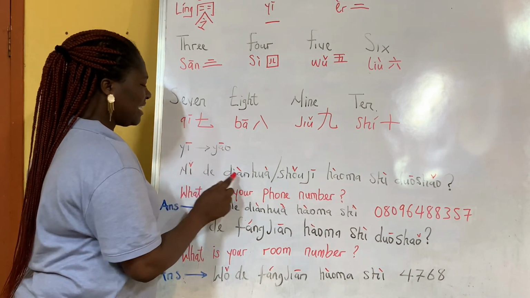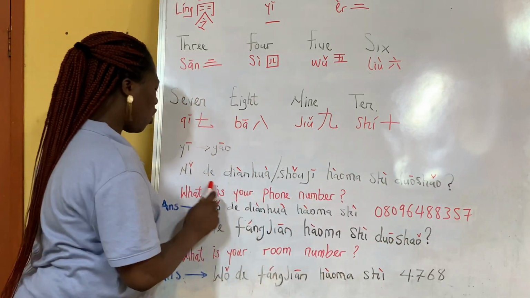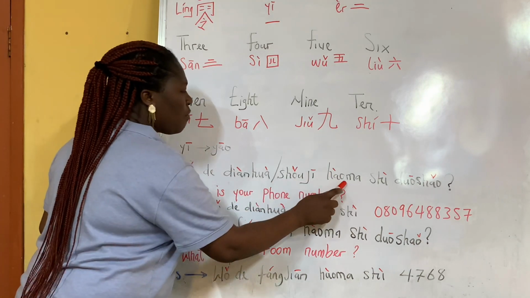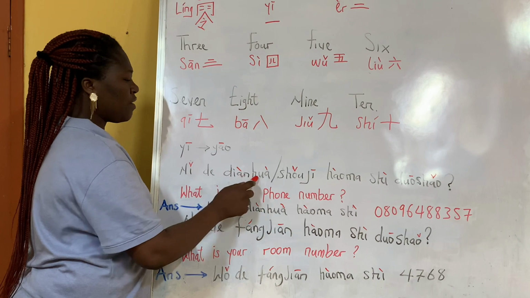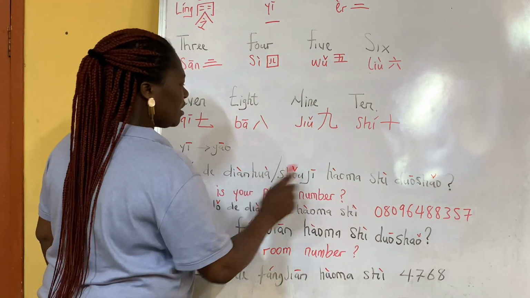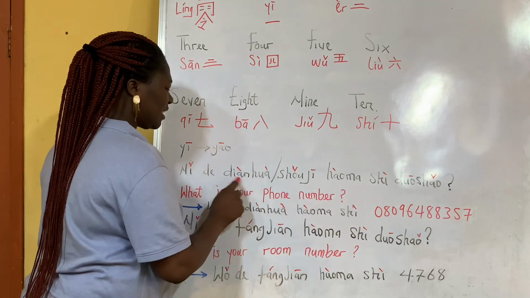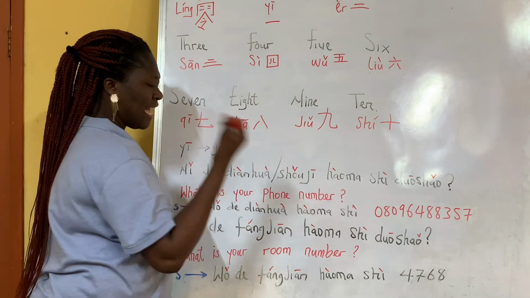Okay, 你的电话号码是多少 or 你的手机号码是多少, which means what? Your phone number is how many. So 电话 and 手机, what's the difference? 电话 is a telephone while 手机 is handphone.